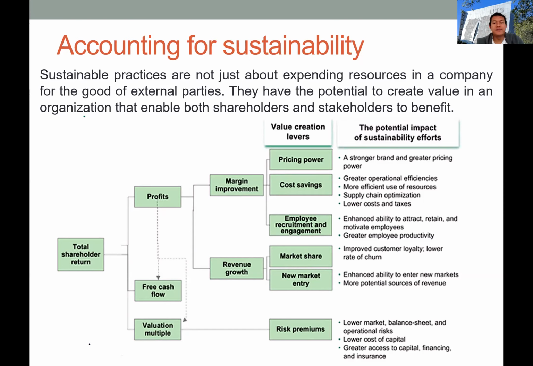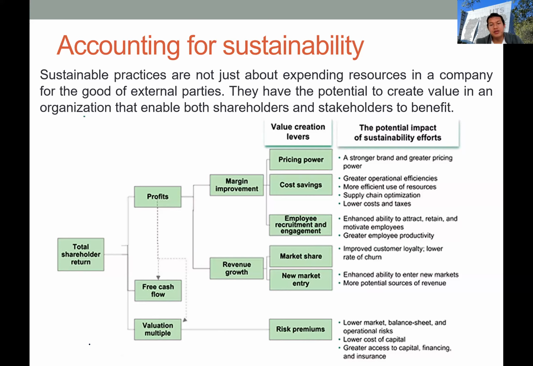Okay, and then cost saving. If the company wants to become responsible or sustainable, first they have to invest in certain business processes or certain activities that initially will incur more costs, but in the long run this investment will give them greater efficiency in their cost structure. They become more efficient in using their resources. They can also manage their supply chain more effectively, and also lower the cost of tax.